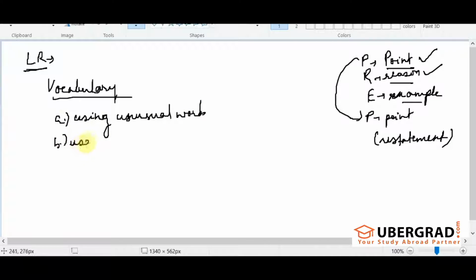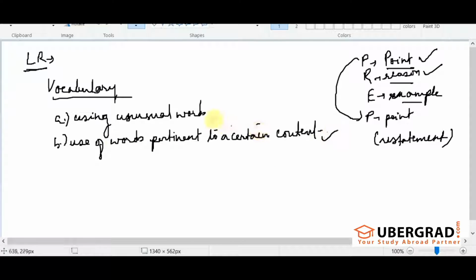And B, use of words pertinent to a certain context. Okay, so use of words pertinent to a certain context means what? This we all know that we should use some words which we do not usually use in our everyday lives. Some high sounding, high frequency words. Use of words pertinent to a certain context means words related to the topic.